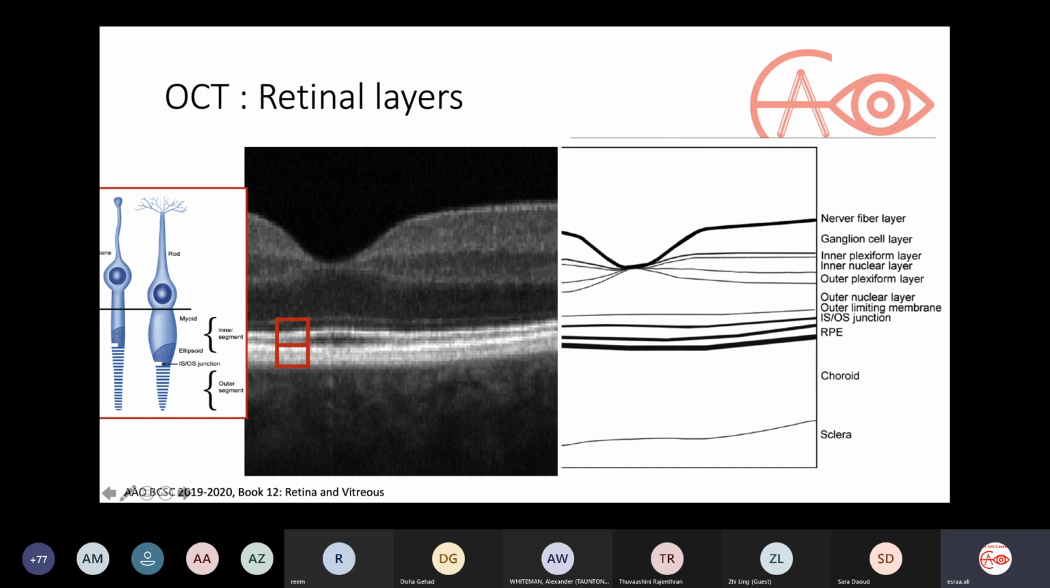So again, let's go back. This line is the inner segment, outer segment junction. Other books will say this is the photoreceptor integrity line. This is because it is very important in determining the prognosis of your patient.